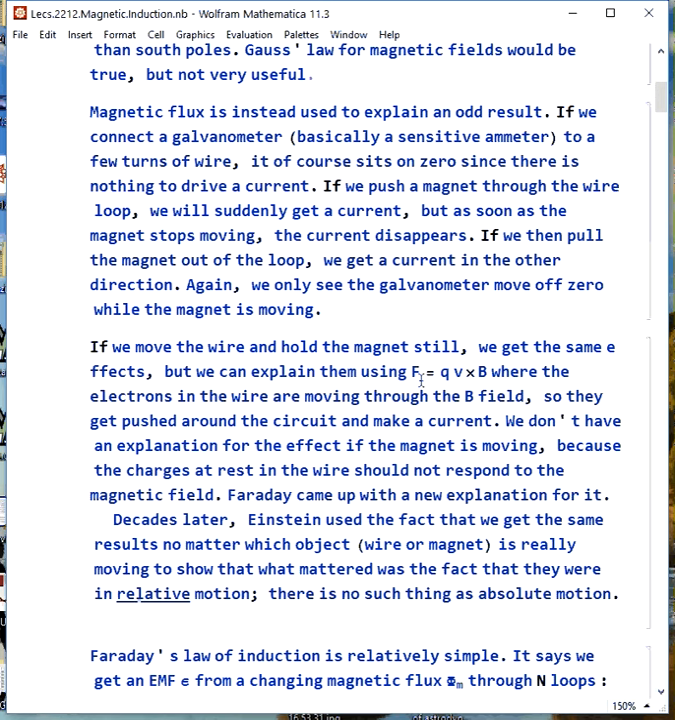However, we notice that if we push a magnet through the wire loop, we get a current. Now, as soon as the magnet stops moving, the current disappears. If we pull the magnet out of the loop, we get a current in the other direction, and again, once it stops moving, the current disappears. So the galvanometer only reads something other than zero if the magnet is moving. Now, we can also hold the magnet still and move the wire around it, and we get the same effects.